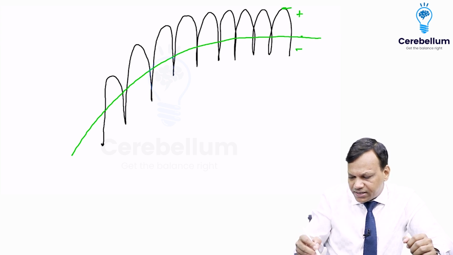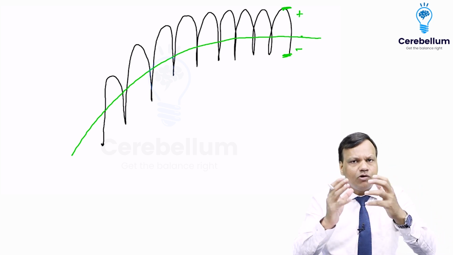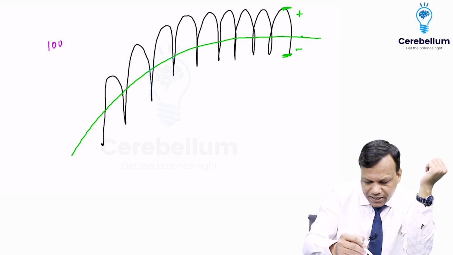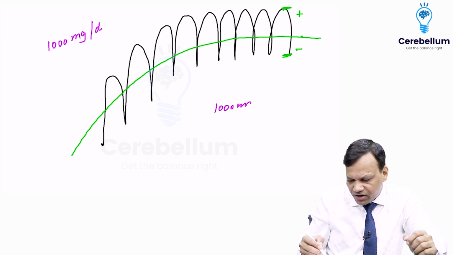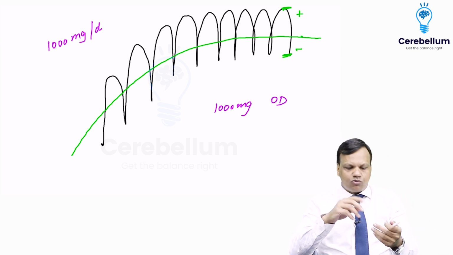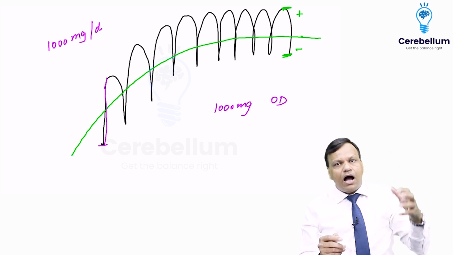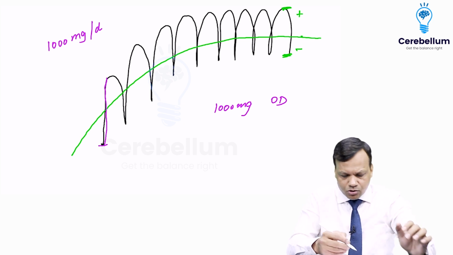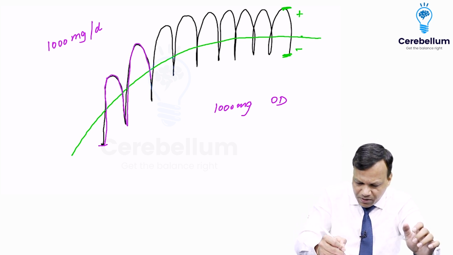This plus and minus, peak and trough, this difference will depend upon how frequently we are giving. Suppose we want to give 1000 milligram per day. We have many options. The first option is we can give 1000 milligram once a day. When we give 1000 milligram once a day, the initial concentration will be very high. And after 1 day, a lot of the drug is metabolized and eliminated. So this variation will be much higher. Again we give 1000, again a lot will be metabolized.